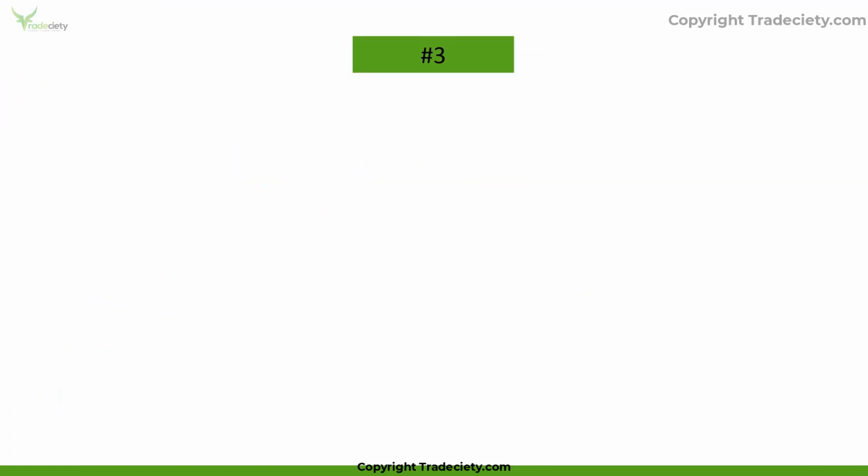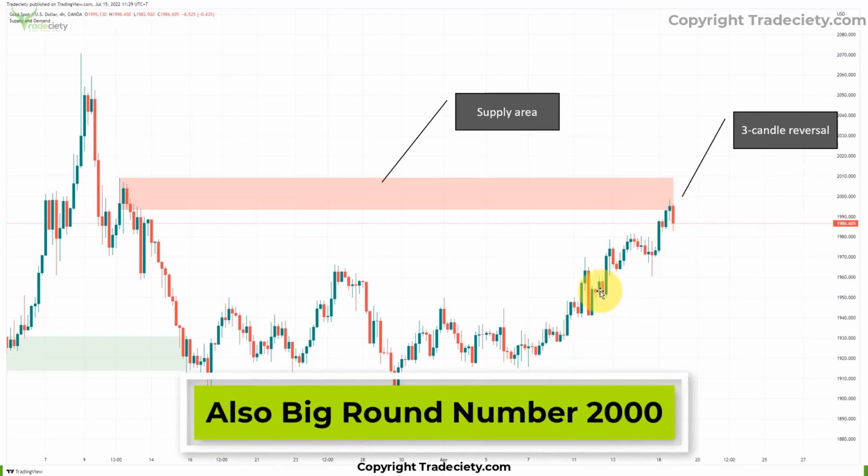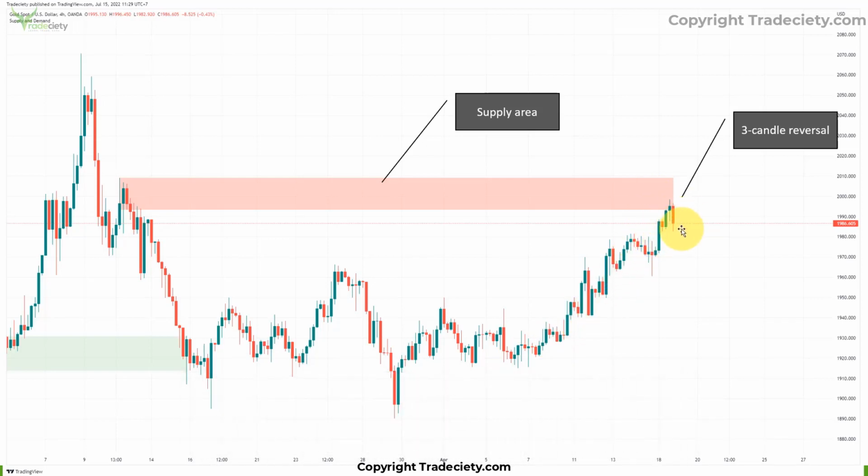Instead of using support and resistance as a filter, we could also use supply and demand areas. So here we can see there's a huge supply area, and the market just moved into this. We have a 3 candle reversal, remember: strong bullish candle, neutral candle, strong bearish candle, mature trend, which is the key. The longer the trend has been going on, the higher the likelihood that we're going to see a reversal.